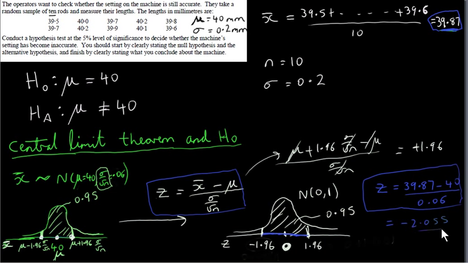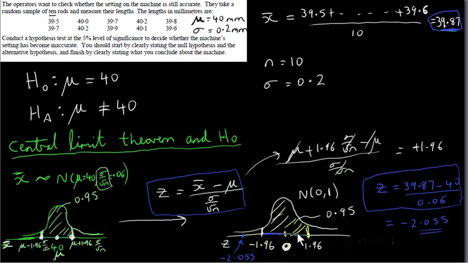And what we now need to do is see where this value is. Where does it lie? Well, you can see here that it doesn't actually lie in this region here. It lies outside it. It's out here somewhere. So this is minus 2.055.